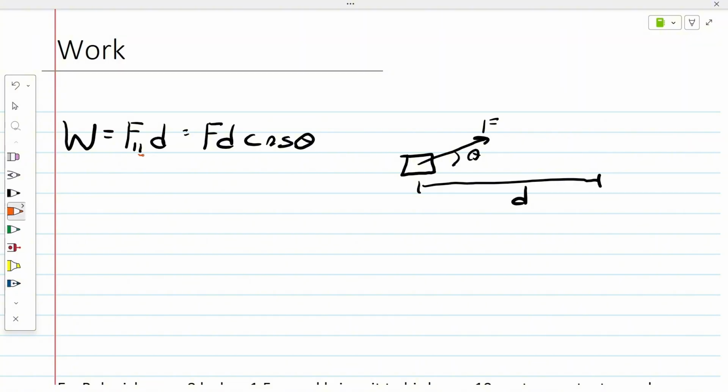So this parallel part of the force would be this. It's the force parallel to the distance, which also, if we want to find this component of force, equals force times cosine of the angle that the force makes with the distance. So that's how we're getting this equation.